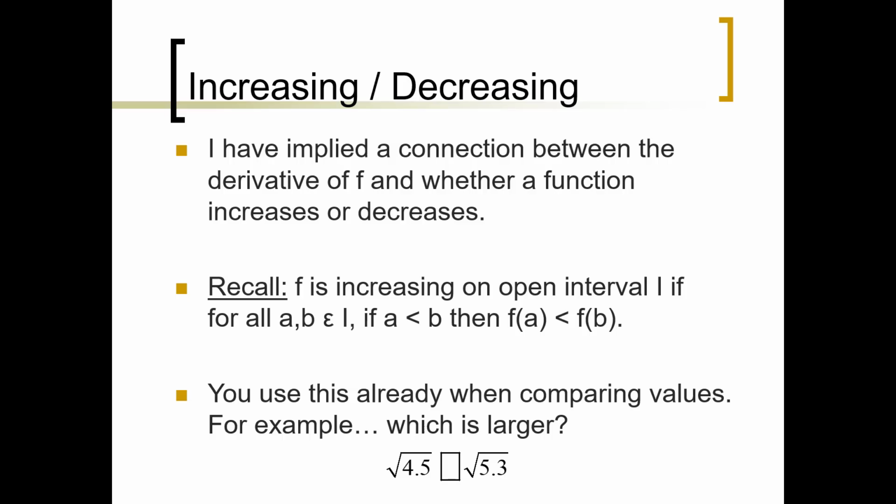For example, if I said, look at these two numbers, the square root of 4.5 and the square root of 5.3, which one's bigger? You would probably say the right one is larger, and the reason is that the input's just bigger. To do that, though, you should have in your mind the graph of the square root function. The square root function is always increasing on the interval from 0 to infinity. The function values just become larger. That is an increasing function. So of course, as x increases, the function value increases also.